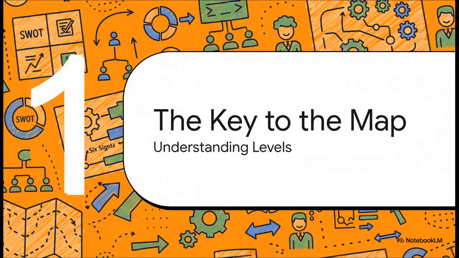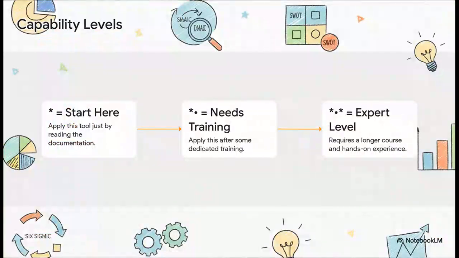The key, the absolute most important column to look at first, is the level of capability. Think of this as your first big filter. It tells you, straight up, what it's going to take to actually use a tool and use it well. The guide makes this super simple with a 3-tier system. See 1 star? That means you can pretty much just read the instructions and get going. 2 stars? Okay, that signals you'll need some real training. And 3 stars? Well, that's the expert tier. We're talking longer courses and some serious hands-on practice.